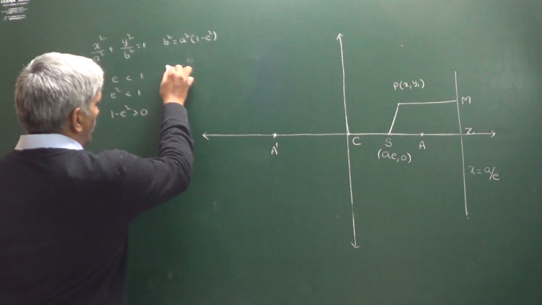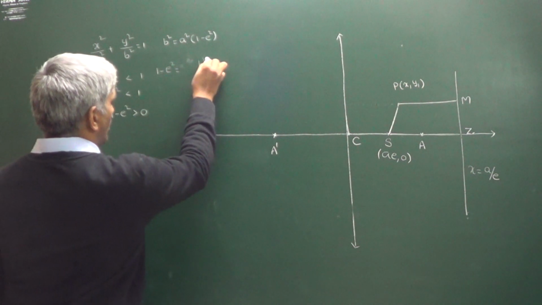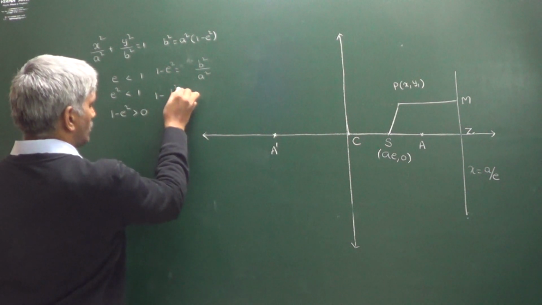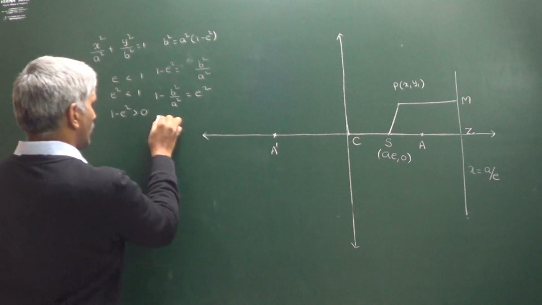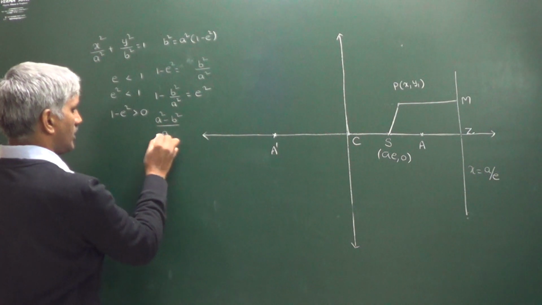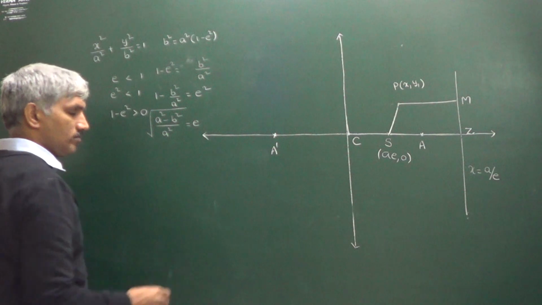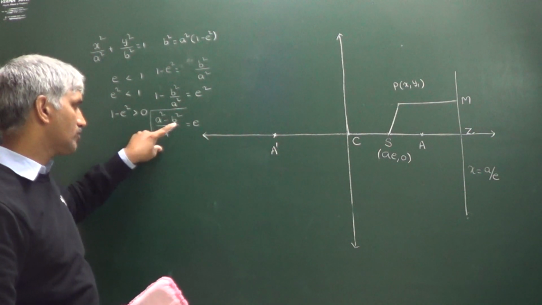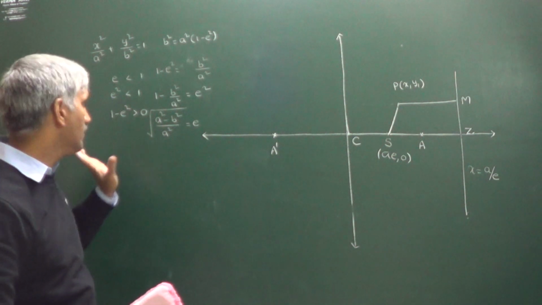So you can see here 1 minus e square is equal to b square by a square. From this we can write 1 minus b square by a square is equal to e square. Therefore we are getting a square minus b square divided by a square, under root. So that is nothing but eccentricity. Eccentricity is equal to root over a square minus b square divided by a square. No doubt a value must be more than b.